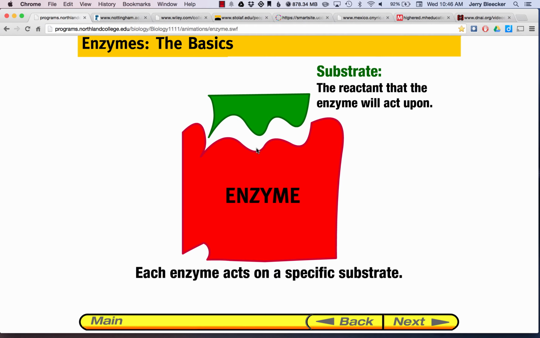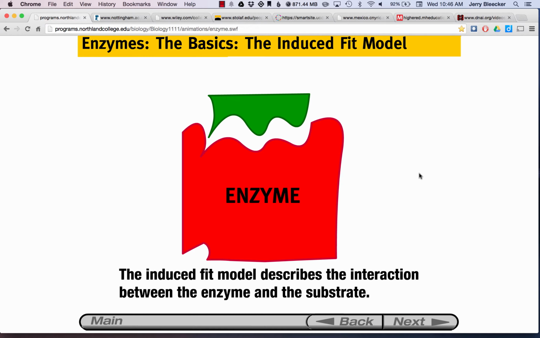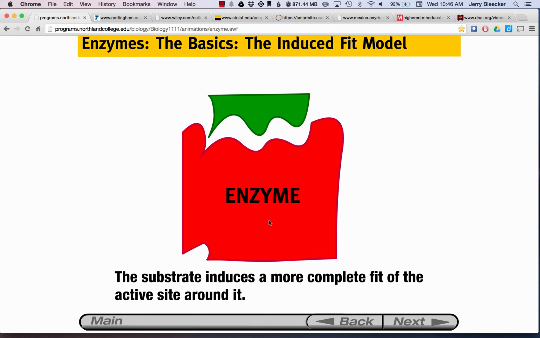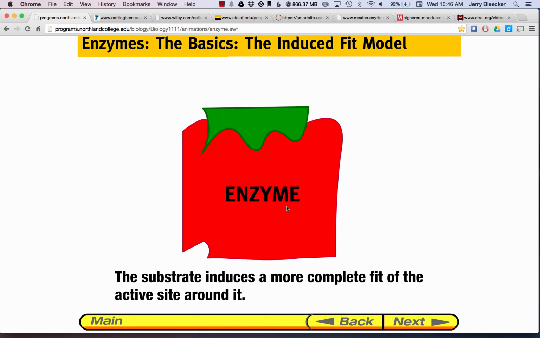We know that enzymes act on specific substrates. That substrate more or less has to fit. Enzymes can be fooled with some substrates, but we'll get into that in a minute. This is called the enzyme substrate complex, or the ESC. So what we get is a complete fit between the substrate and the enzyme. Whether or not that substrate is going to be broken down or built up isn't really the point. The point is that they fit together.